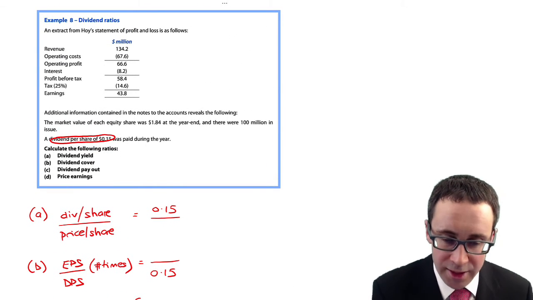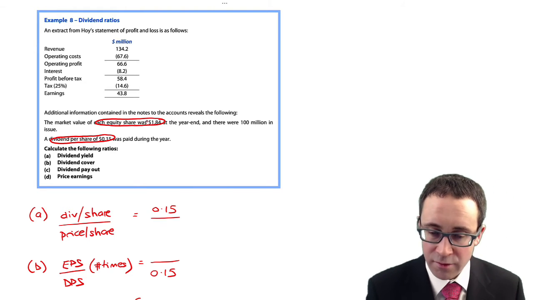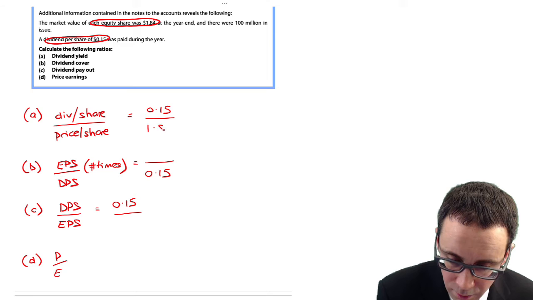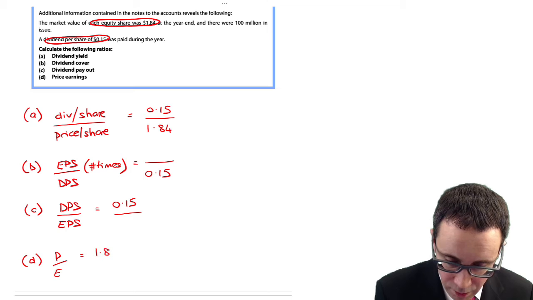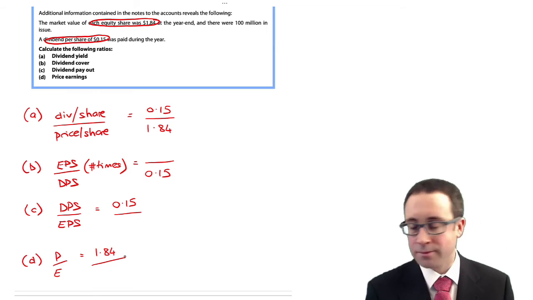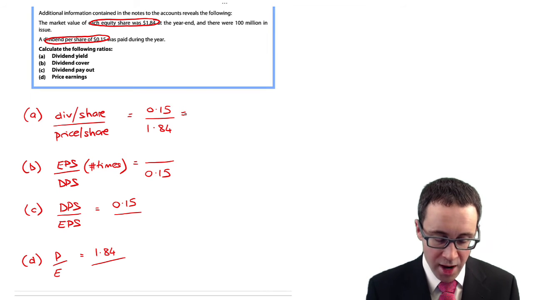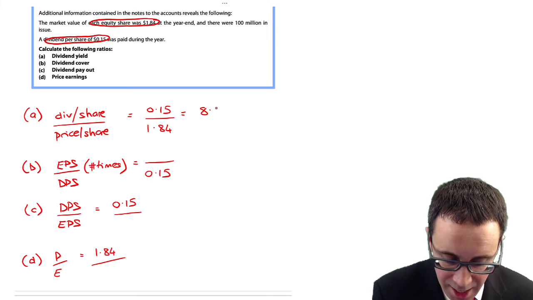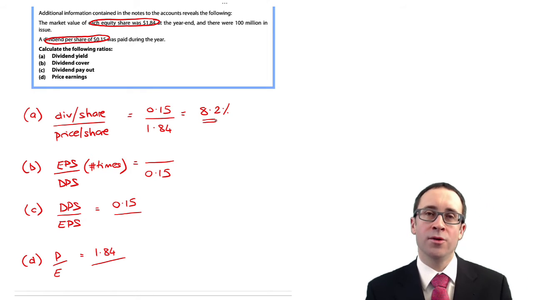So what other useful information have we got? It says the market value of each equity share was $1.84. So the price per share was $1.84, and that can be used on my price earnings ratio. Well, I've got one formula there. At the top, 0.15 divided by 1.84 times 100. Does that work out at 8.2%? So your dividend yield, the return that your dividend is generating, is 8.2%.